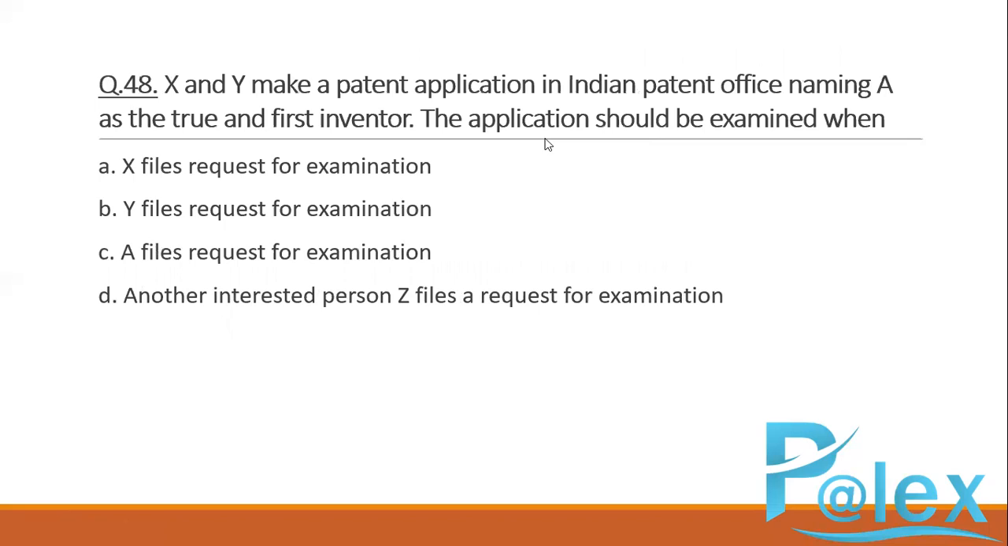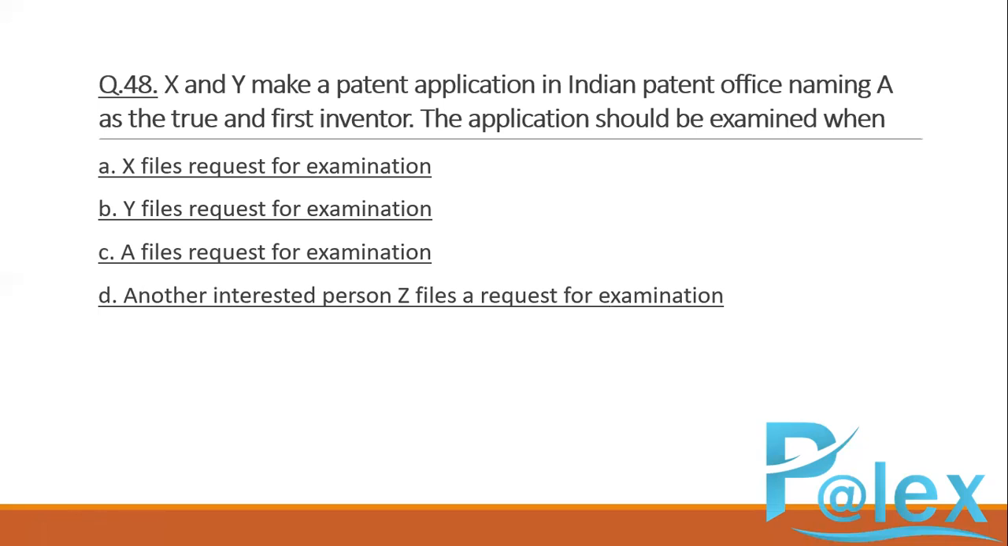X and Y make patent application in India, naming A as the true and first inventor. The application should be examined when X files RFE, Y files RFE, A files RFE, Z files RFE. Now we just saw that request for examination can be filed by anyone. So the correct answer in this case is A, B, C, D. You have to choose all the options.